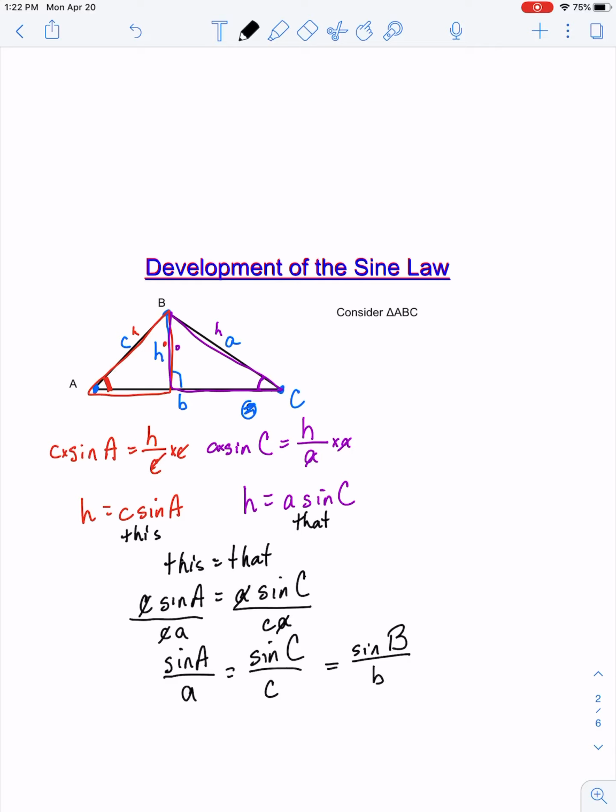So the ratios of the sine of the angles to the sides opposite those angles are equal for all pairs of angles and sides. And that's how the sine law works. I'm going to stop this video there and move on.